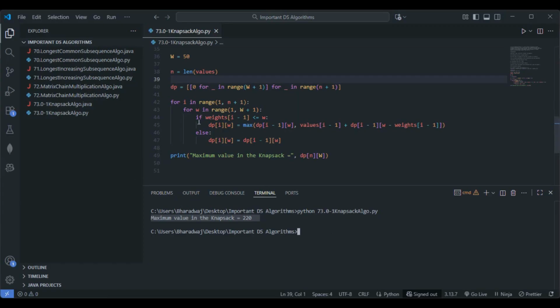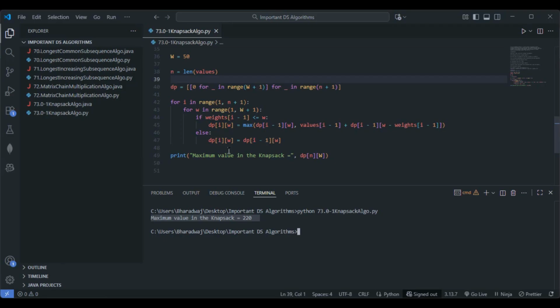So this is it for the algorithm. Simple one, the 0/1 knapsack problem. This is one of the famous DP algorithms, the famous problems that you can consider. Next, we will be going with the unbounded knapsack algorithm.